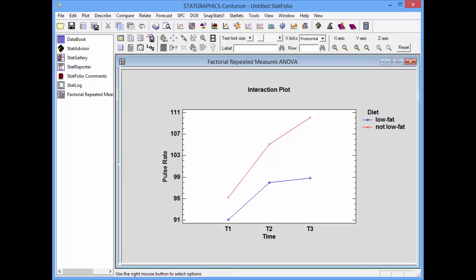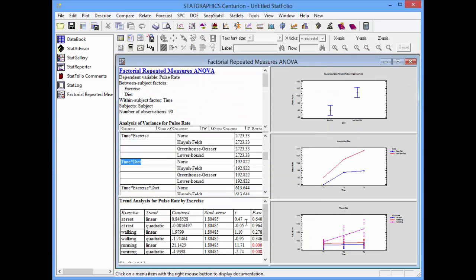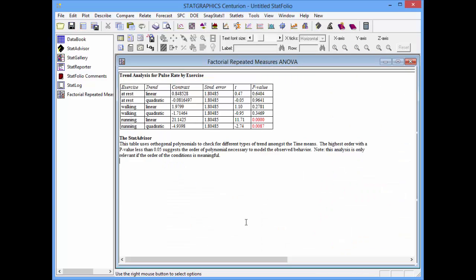Since the within-subject factor time is continuous and the levels of time are equally spaced, we could think of fitting a function to these means. To do that, I'll push the Tables and Graphs button. I'll ask for a trend analysis and a trend plot and press OK. The trend analysis will take a particular between subject factor like exercise and fit polynomials of different orders to it.